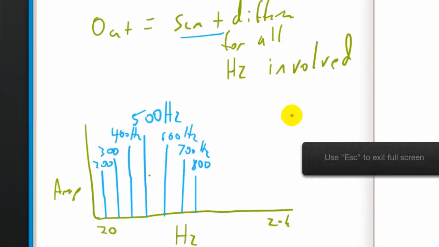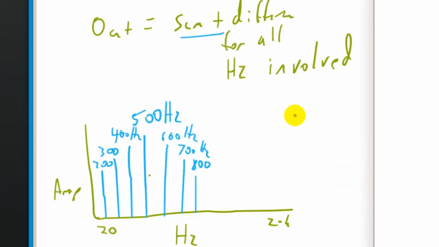Just to refresh from last video, we talked about frequency modulation. So this is our frequency modulation graph. We talked about the output of frequency modulation being the sums and differences for all frequencies involved, right? So if I have 500 hertz and 100 hertz, I'm going to get 400 and 600. And then in the case of frequency modulation, I'm also going to get 300 and 700 and 200 and 800, right? Just keep adding and subtracting 100 hertz from 500 hertz.